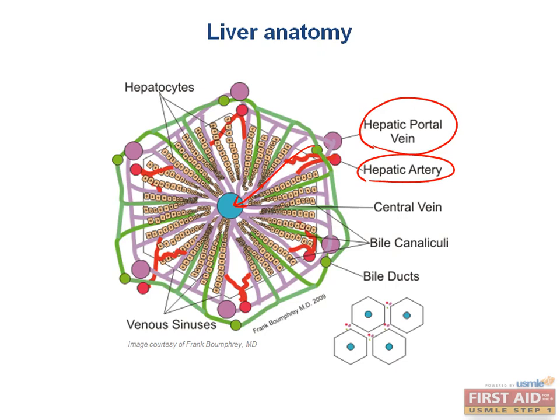Bile, on the other hand, flows in the opposite direction. Here, the bile goes from the hepatocytes out towards the bile ducts, and as it leaves the hepatocytes through the apical surface, it flows through the bile canaliculi and into the bile ductules at the ends.